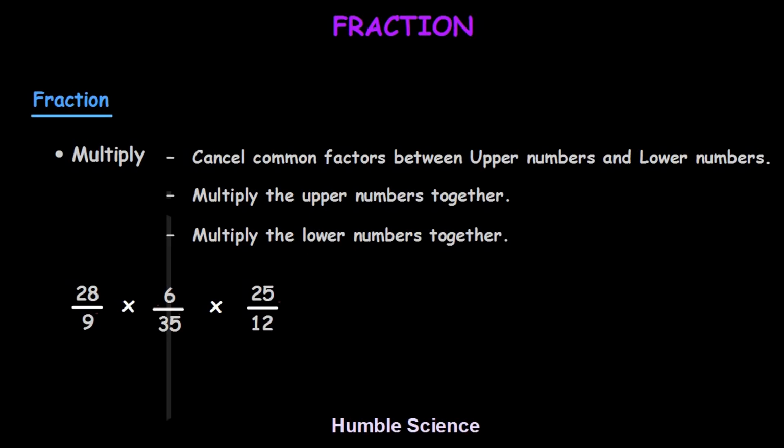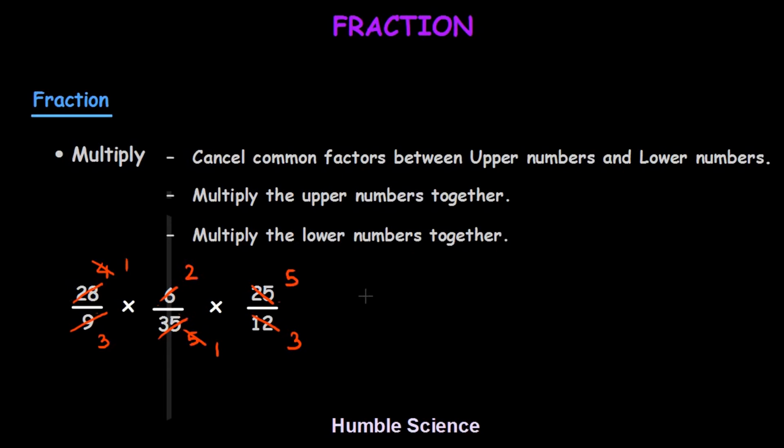First, we will try to cancel out some common factors. 28 and 35 share a common factor 7. So here we will get 4, and here we will get 5. 9 and 6 share a common factor 3. So we will get 3, and we will get 2. 4 and 12 share a common factor 4. So here we will get 1, we will get 3. And 5 and 25 share a common factor 5. So here we will get 1, and we will get 5.